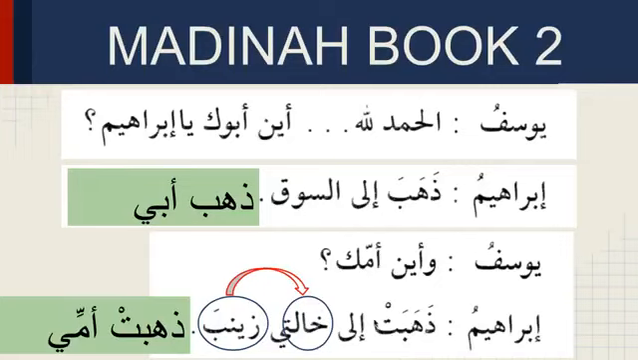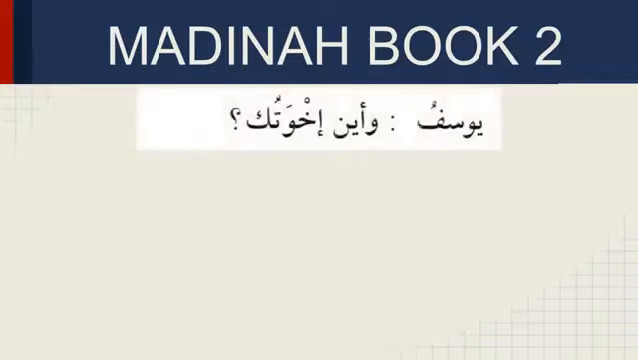So dhahabat, so you can also say dhahabat ummi. So my mother went, or you can say she went. So my mother went ila khalati Zainaba. So Yusuf says, wa aina ikhwatuka. So now we're getting ikhwatu. Ikhwatu is plural for akhun, brothers. So where are your brothers?